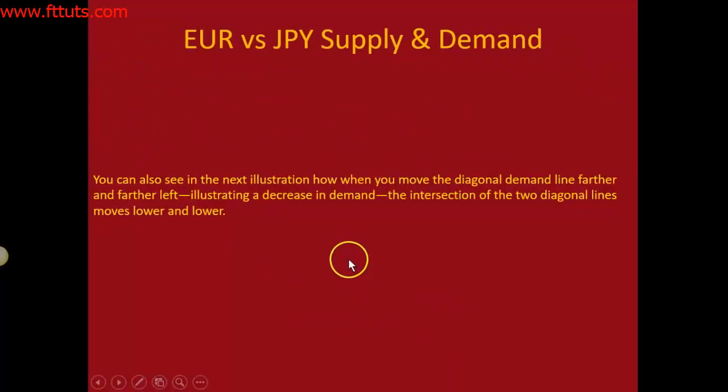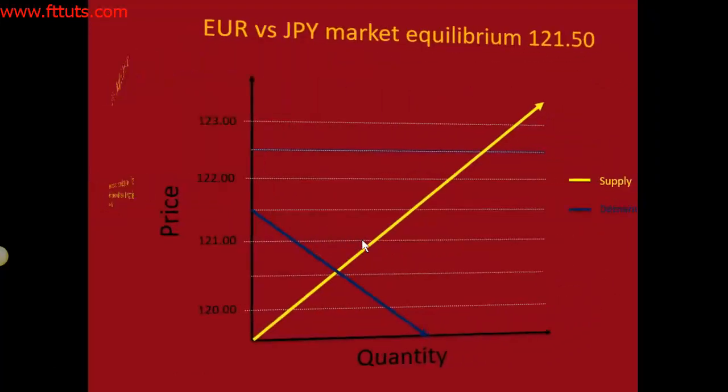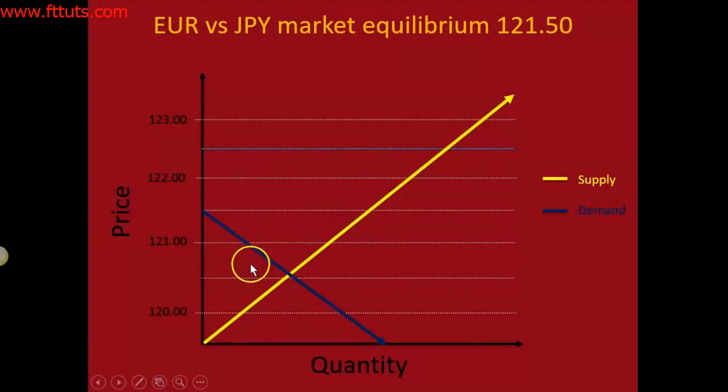You can also see in the next illustration how when you move the diagonal demand line farther and farther left, illustrating a decrease in demand, the intersection of the two diagonal lines moves lower and lower. You can see as we move the demand line to the left, the exchange rate dropped. So we're pretty much near 120.5.